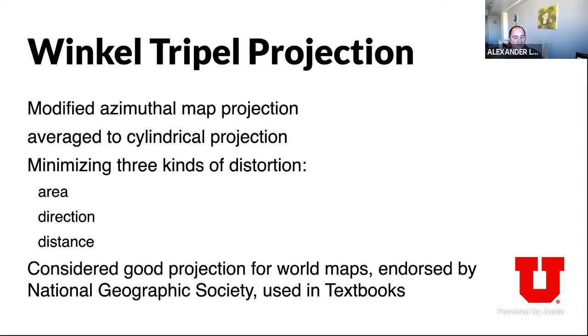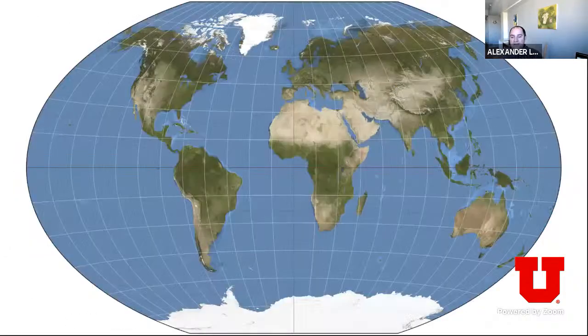And this is now considered the gold standard of teaching geography. It's endorsed by the National Geographic Society, and that's what you would use in textbooks, for example, if you want to teach kids about maps of the world. Here you can see that, from what we saw earlier with the Mercator projection, Greenland is still probably a little bit bigger than we wanted, but it is not as dominant as it was in the other projection.